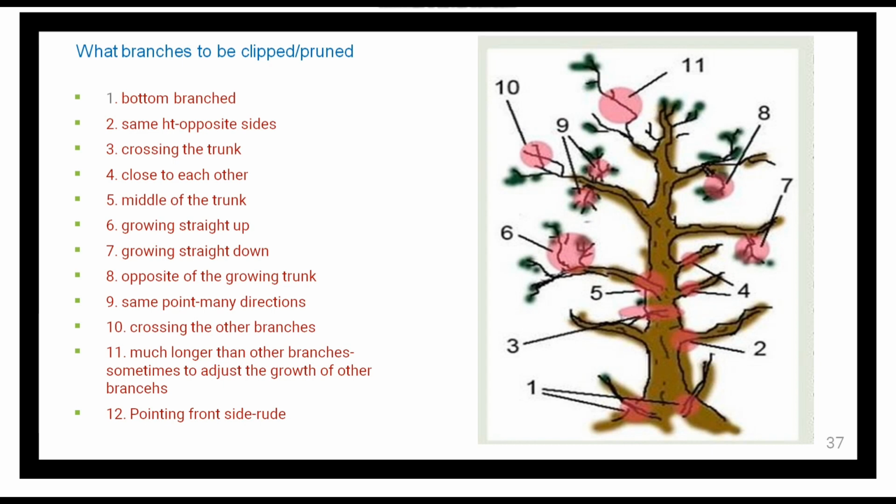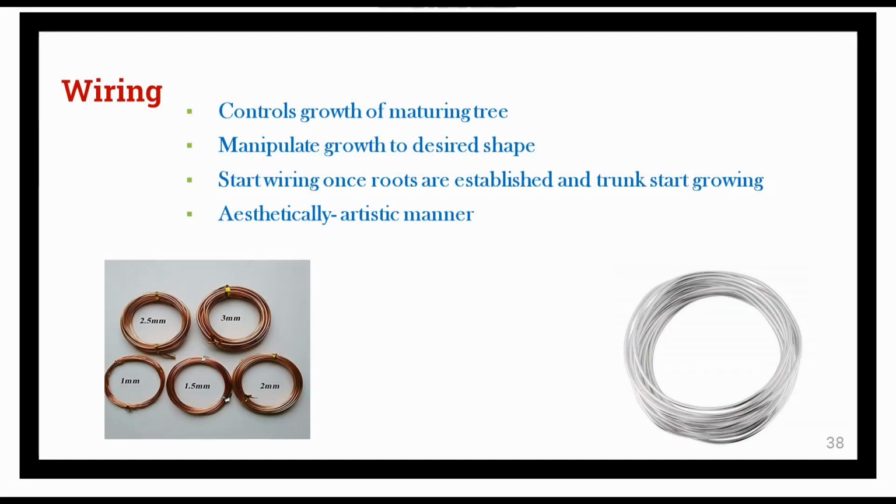The 11th one is much longer than the other branches. Sometimes, to adjust the growth of the other branches, you can remove that or keep it. Then, pointing to the front side is not at all allowed in the Japanese style, which depicts rudeness, so the 12th is also not accepted. So these are the branches to be clipped or pruned if you are pruning your bonsai.